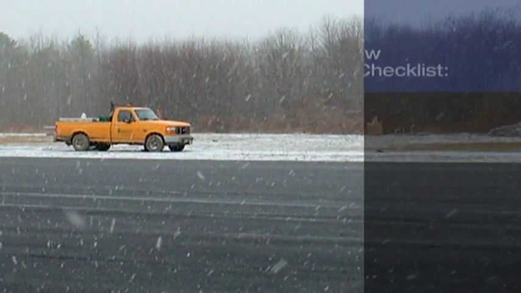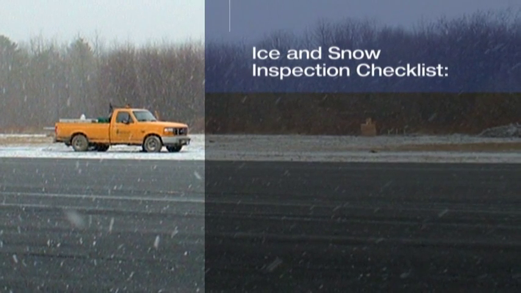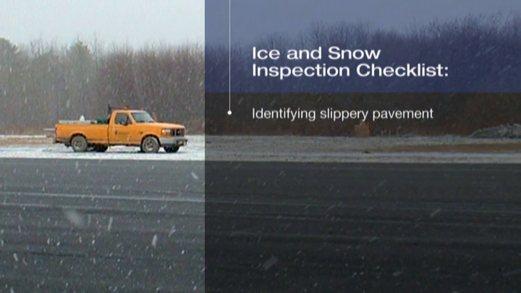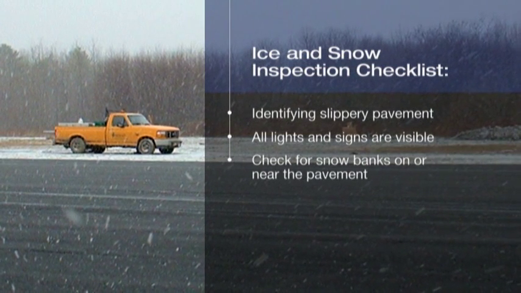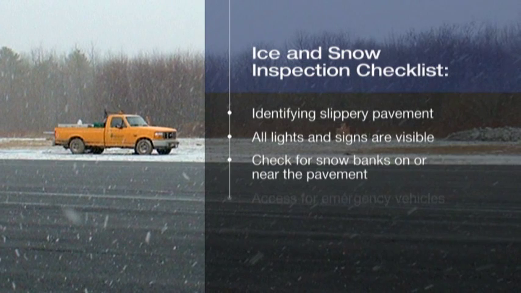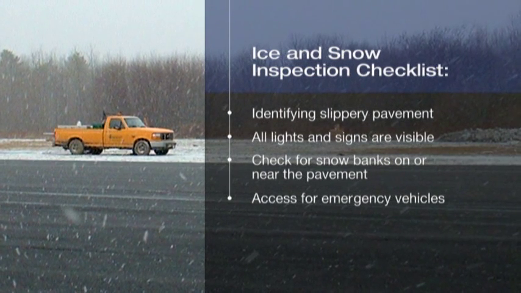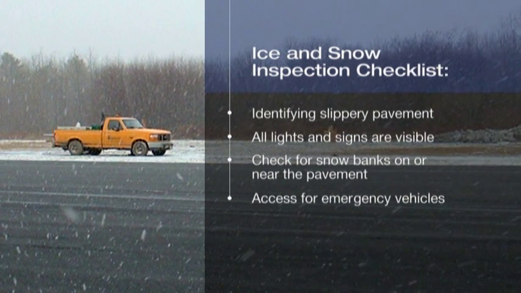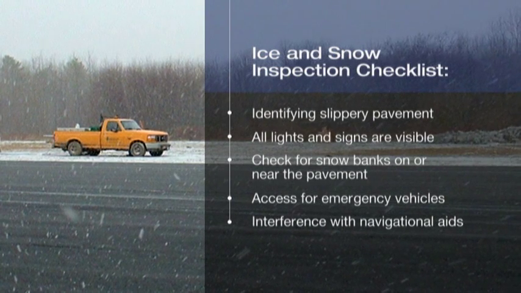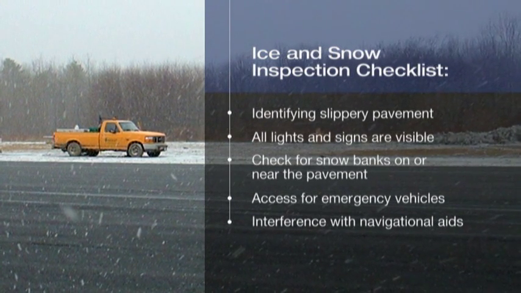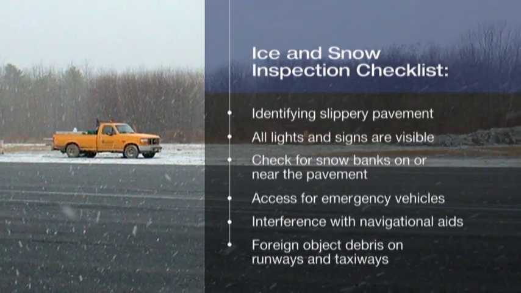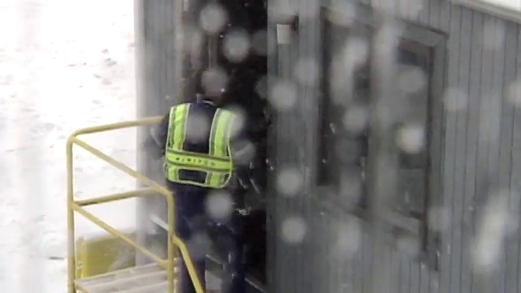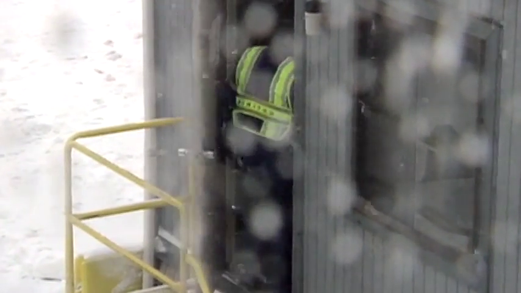In summary, your ice and snow inspection checklist should include identifying slippery pavement, making sure all lights and signs are visible, being alert to snowbanks on or near the pavement, making sure snow doesn't block access for airport rescue and firefighting vehicles, checking to be sure snow hasn't interfered with navigational aids, and looking for foreign object debris on runways and taxiways. But when any hazard created by winter conditions can't be corrected immediately, appropriate NOTAMs should be issued.